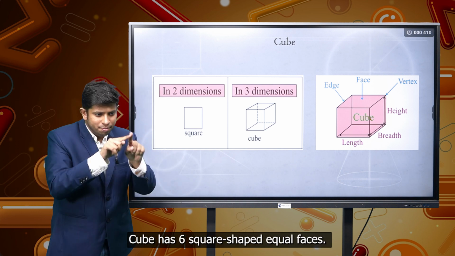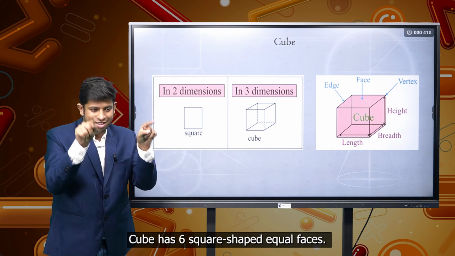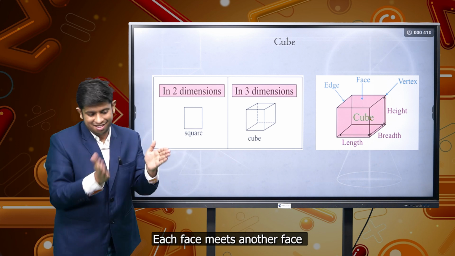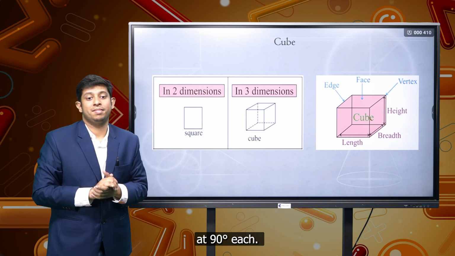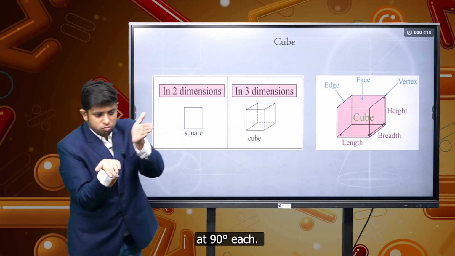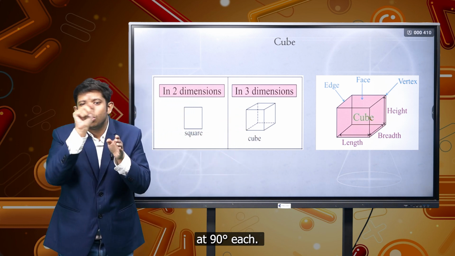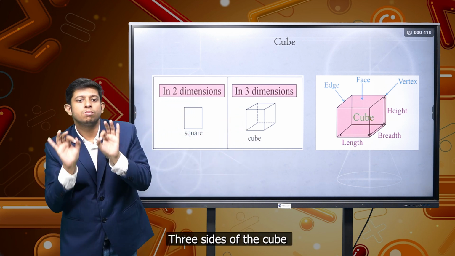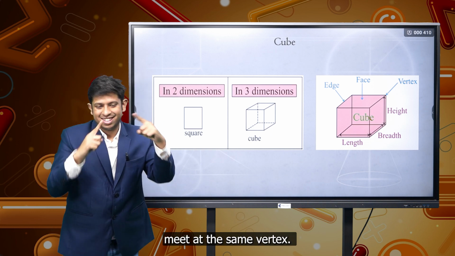Cube has 6 square-shaped equal faces. Each face meets another face at 90 degrees each. Three sides of the cube meet at the same vertex.